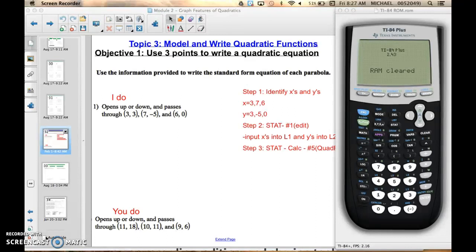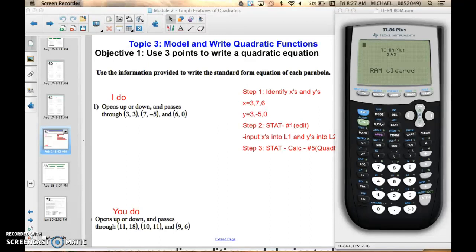I am going to be talking about topic 3, modeling and writing quadratic functions. Topic 3 is all about the application of quadratic functions and how you would see it being played out in the real world. The first objective within this topic is: if I'm given points on a quadratic function, can I use these points to write a quadratic equation? If given 3 points, can you write a quadratic equation from it?